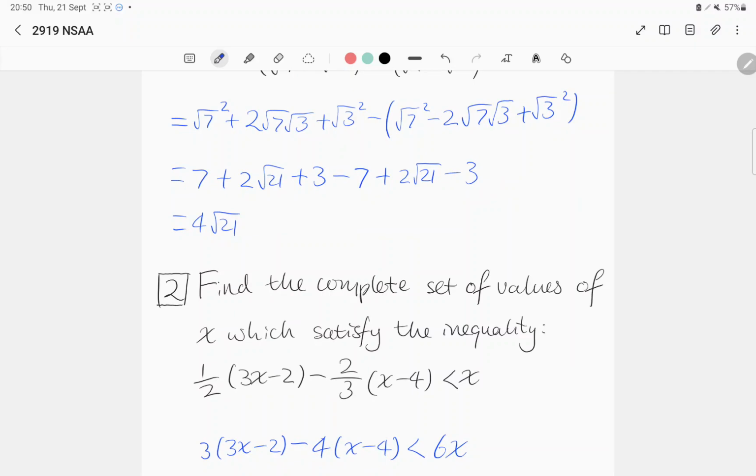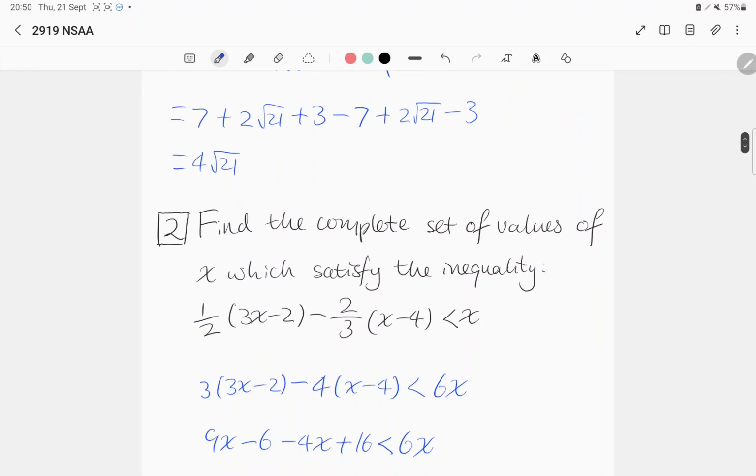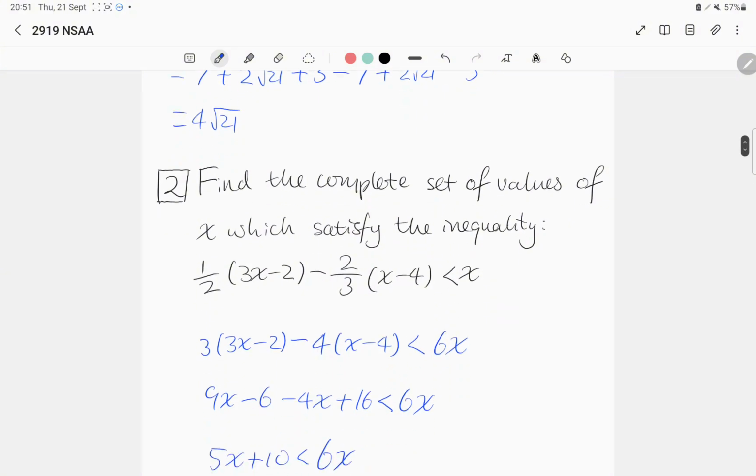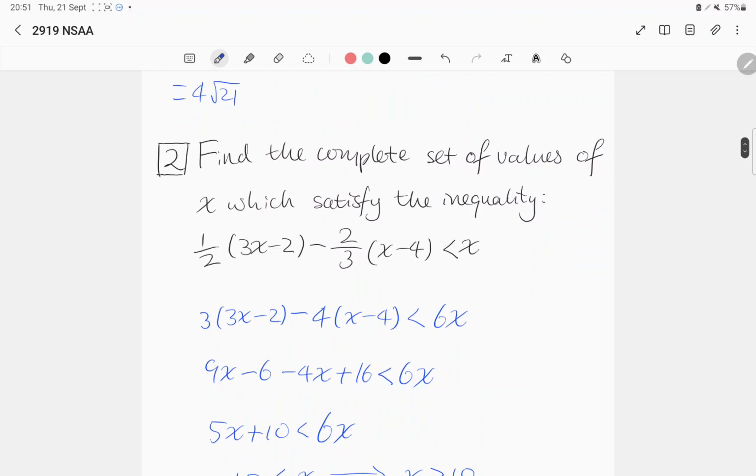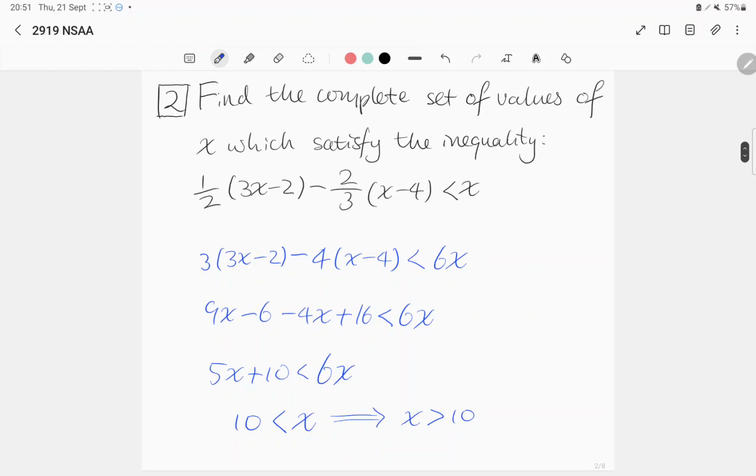If we expand out the brackets, we'll have 9x minus 6 minus 4x plus 16 is less than 6x. The left-hand side of this can be further simplified to get 5x plus 10 is less than 6x. If we take away 5x from both sides, we should end up with 10 is less than x, or x is greater than 10.